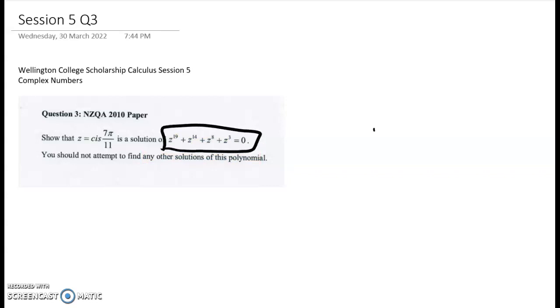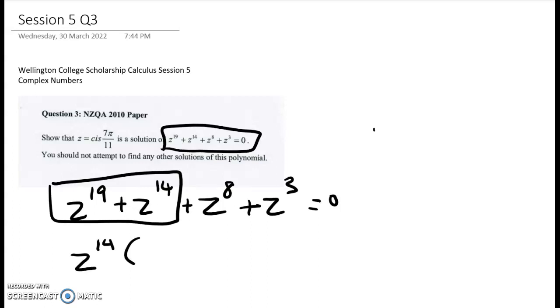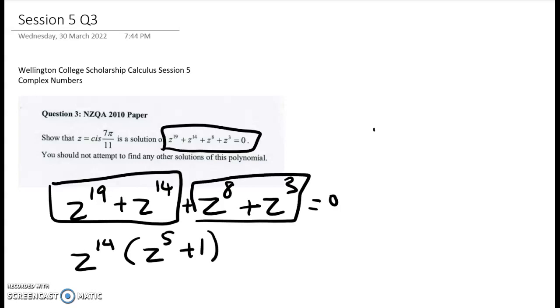So, 4 terms, it's not a quadratic. It's clearly got some common factors. I'm going to start by doing my two-stage factorizing thing and just seeing if it gets me anywhere. So z to the power of 19 plus z to the power of 14 plus z to the power of 8 plus z to the power of 3 equals 0. Let's just put a little box around here and see what we can take out as a common factor. Well, we get z to the power of 14 times z to the power of 5 plus 1. Let's do the same thing now with the second little box. Oh, look at that. We've got z cubed times z to the power of 5 plus 1 equals 0.